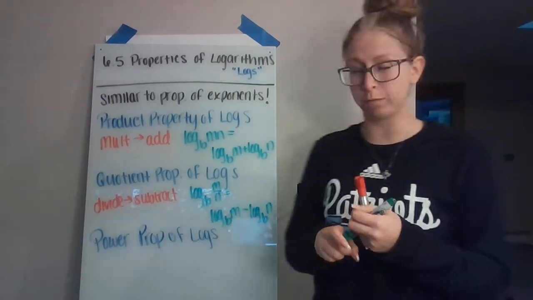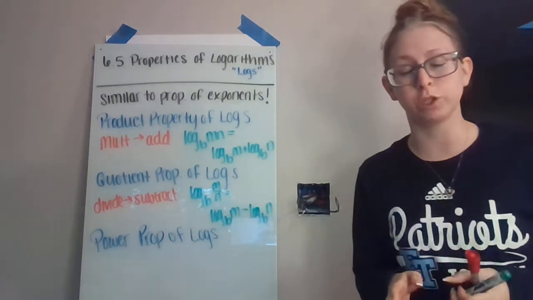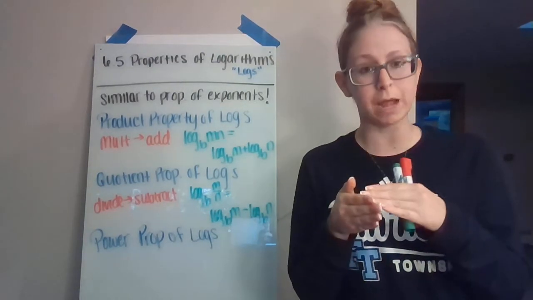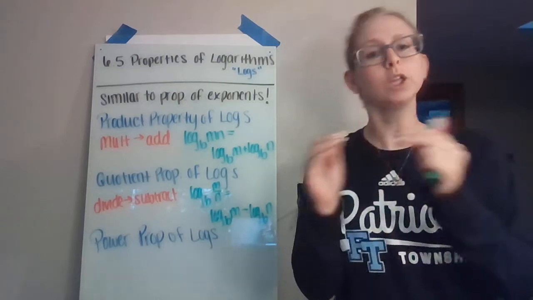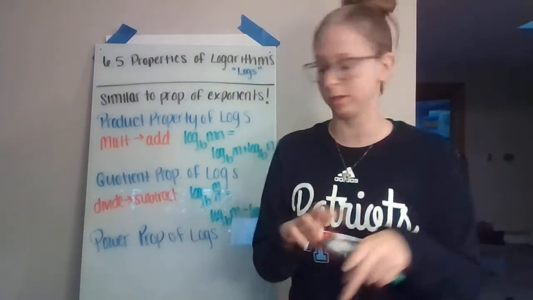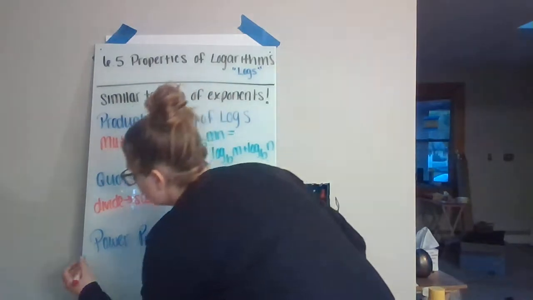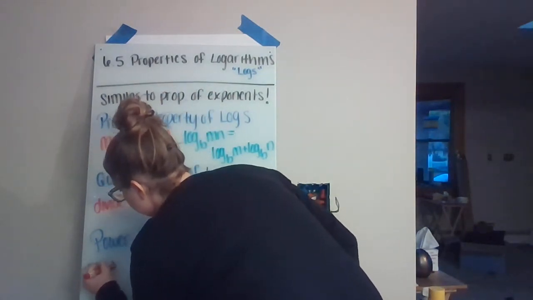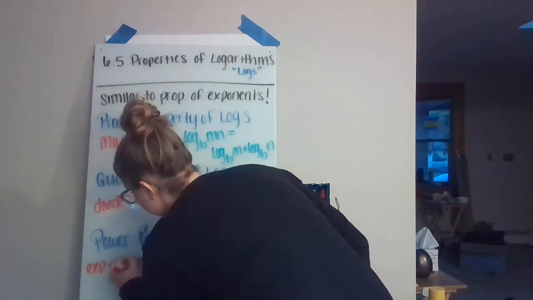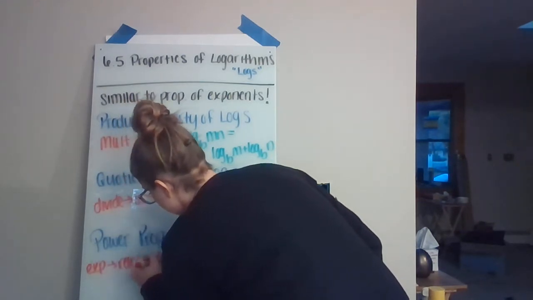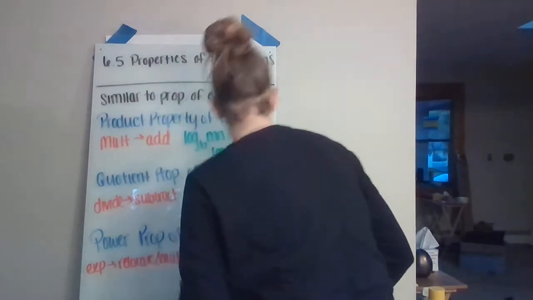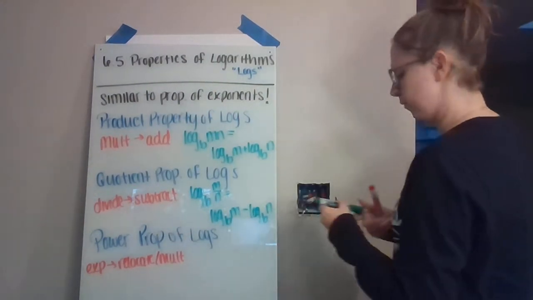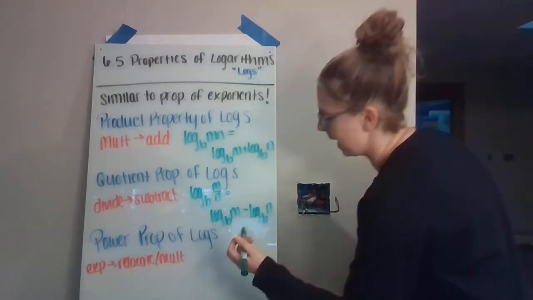So the only one that's different is the power property. So when you did a power to a power, you multiplied it. So it's the same concept. You do multiply it still, but you're going to have to relocate that exponent to the front. So when you have an exponent, you have to relocate and multiply. Relocate and multiply.